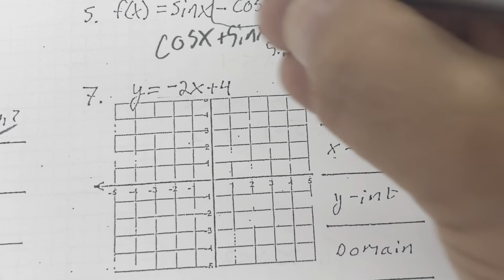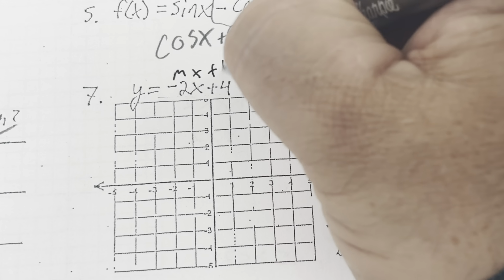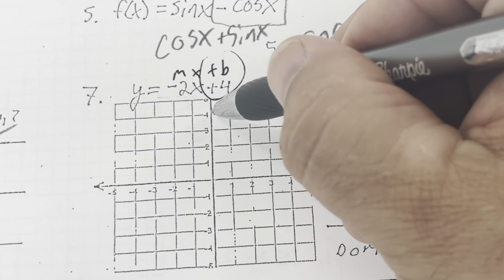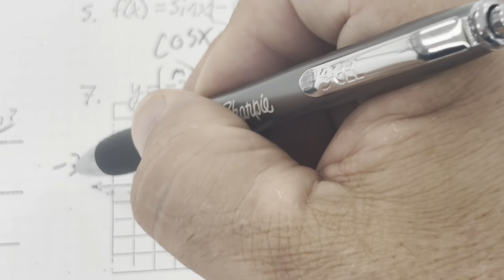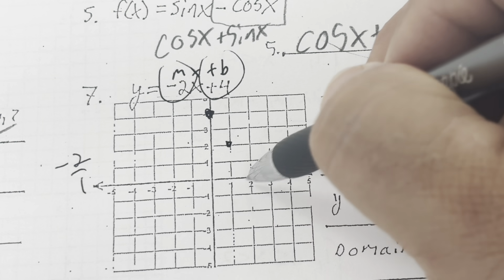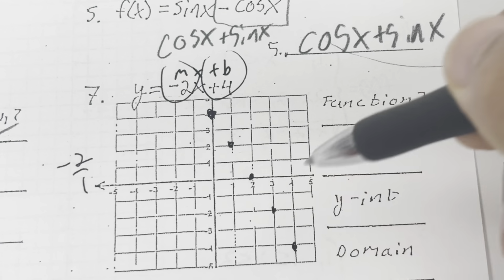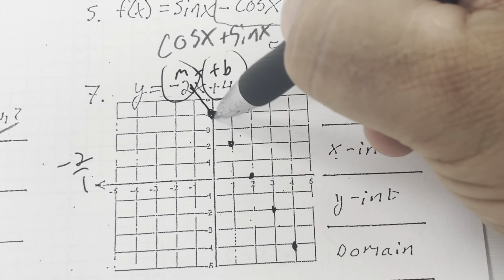Number 7, that's mx plus b. That's a line. So I'm going to begin at 1, 2, 3, 4. Everybody get on the dance floor on the y-axis. My slope is negative 2 over 1, down 2 over 1. Connect the dots as best as you can.